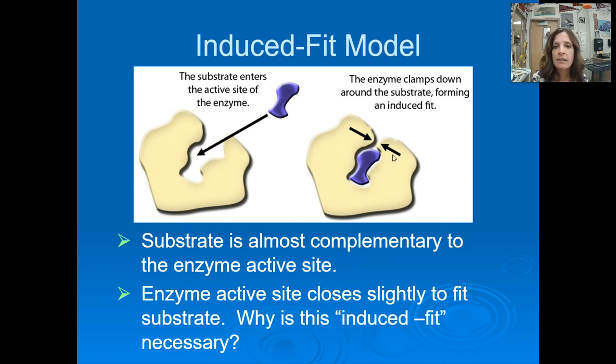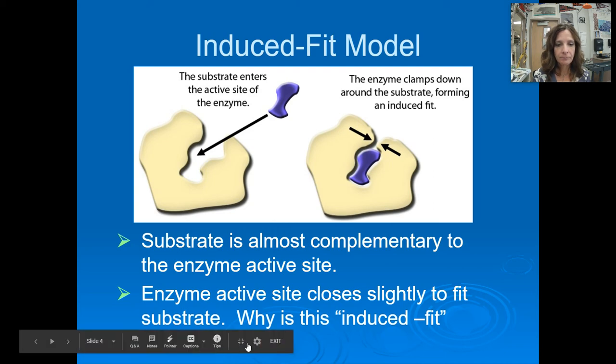So why do you think that the induced fit is important? So if you think about if the active site were the exact shape of the substrate, then that substrate would have to come in at exactly the right angle, and not as many substrates would be able to bind with the enzyme. So this just helps it be more accessible to the substrate.